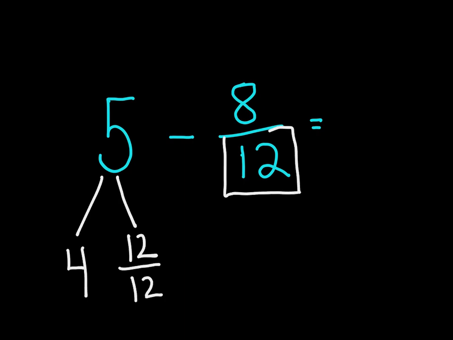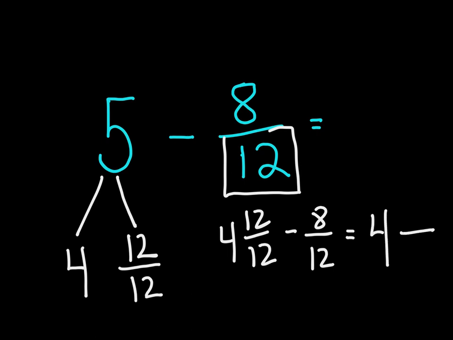So 4 and 12/12 minus 8/12. Well, our whole number is 4. The denominator stays the same. And in the numerator, it's a 4. And it's 4 and 4/12.